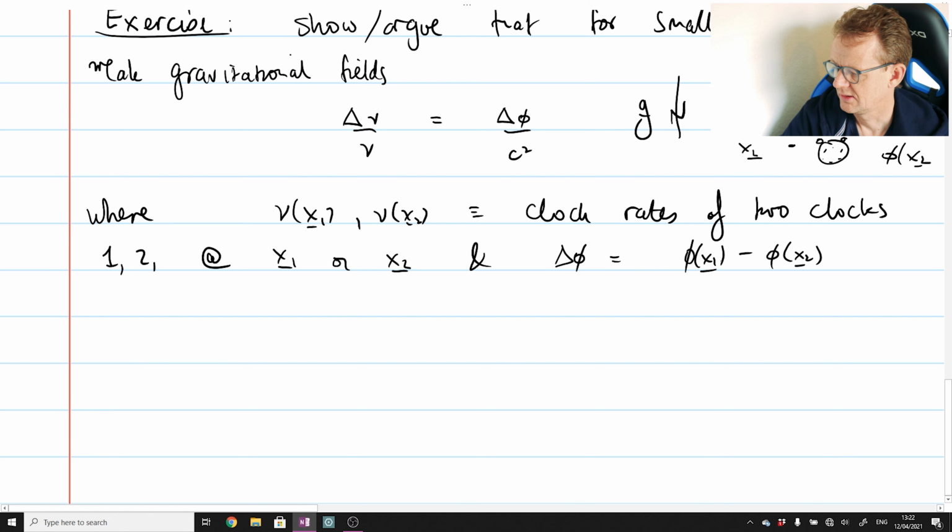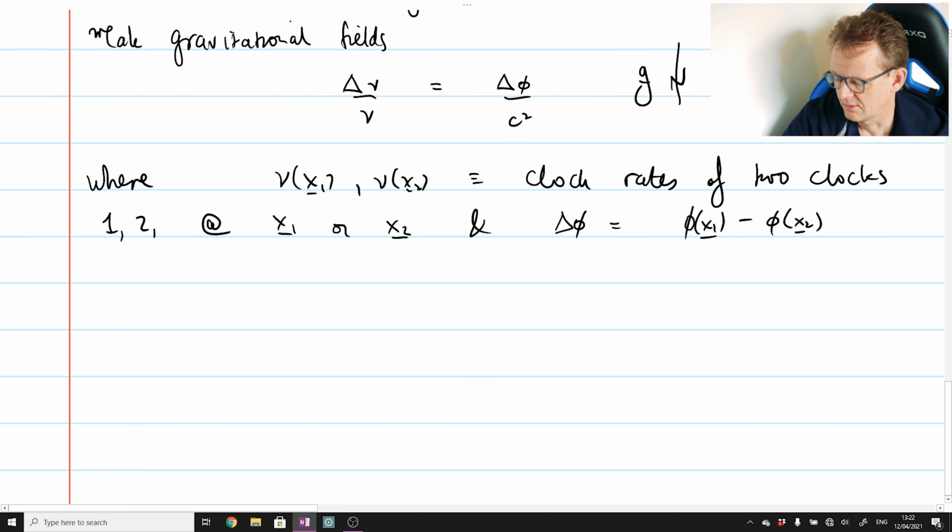And your task is to argue that delta nu over nu, the difference in these clock rates, is proportional to the difference in the gravitational scalar field divided by the speed of light squared. You can do that with a Doppler shift argument, or you can use, if you like, the quantum expression for the energy of a photon, and argue how that would change at different points in the gravitational field. There are at least two ways to argue this relation.